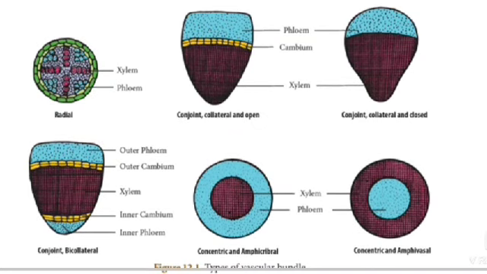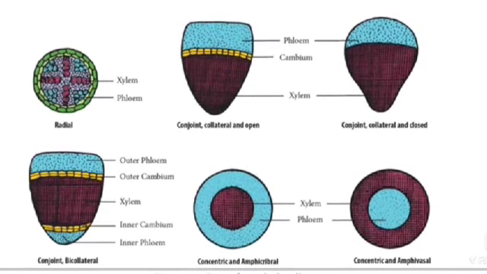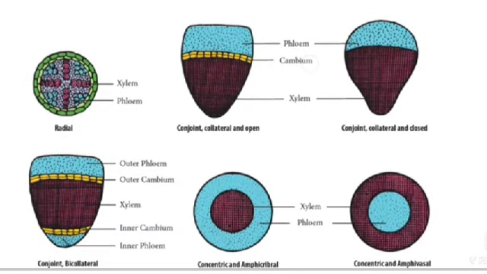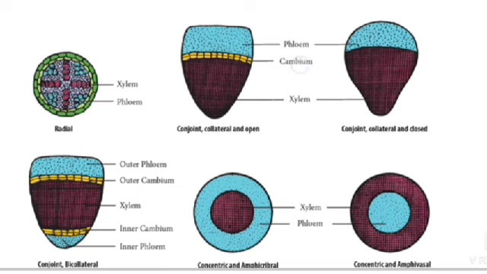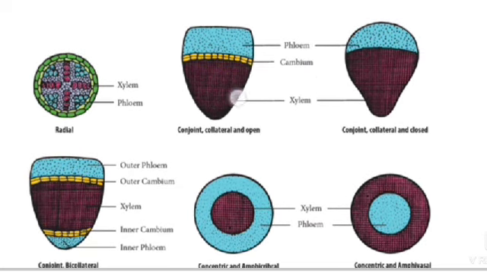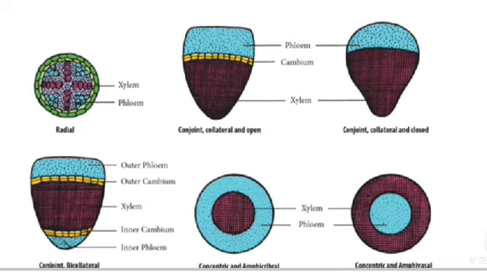Conjoint and collateral vascular bundle. In the middle region, the cambium is present. Cambium is also a meristematic tissue. On the inner side xylem is present, and on the outer side phloem is present. Conjoint, collateral and closed: this type of vascular bundle lacks cambium.